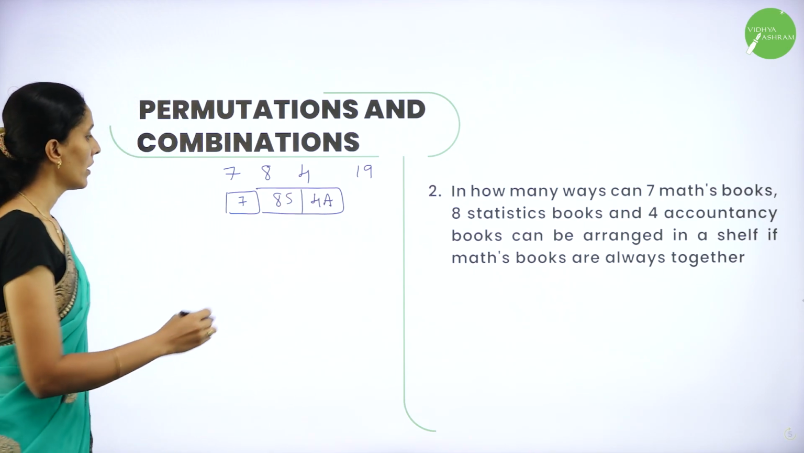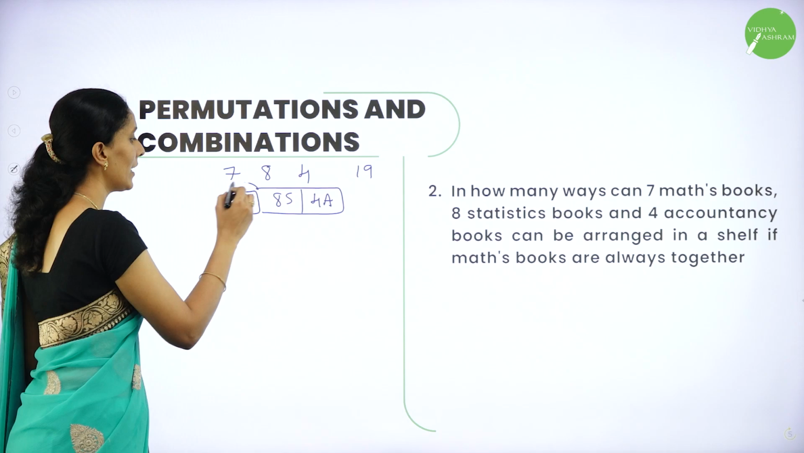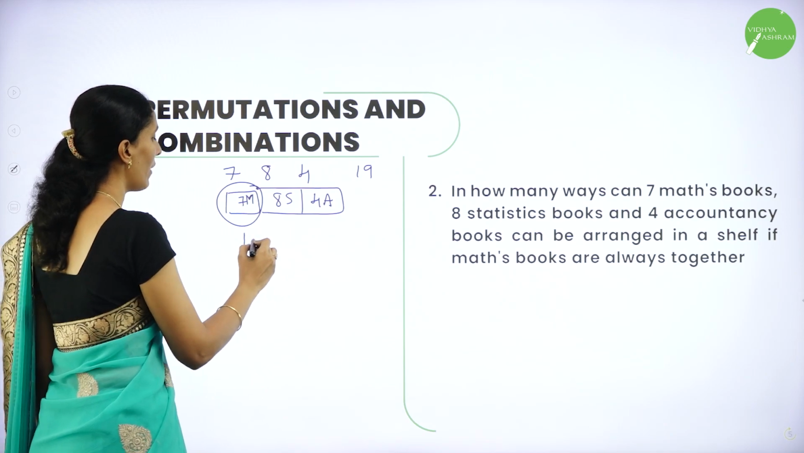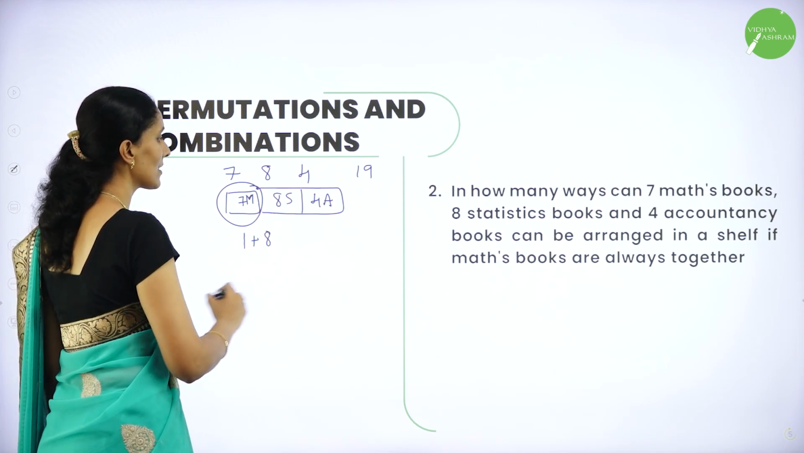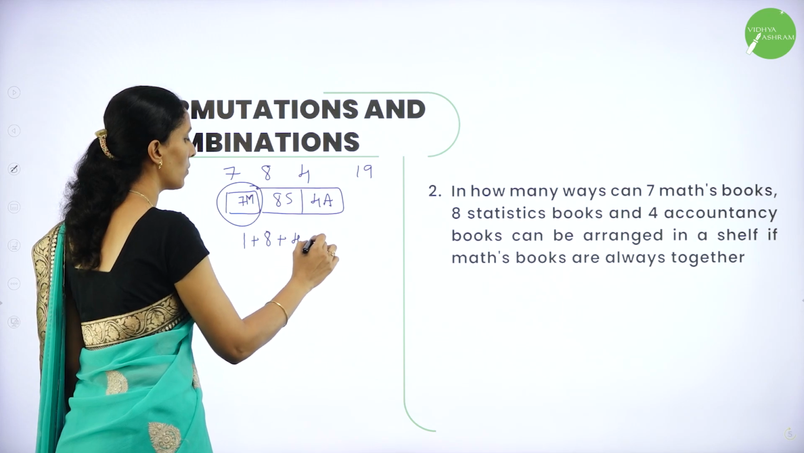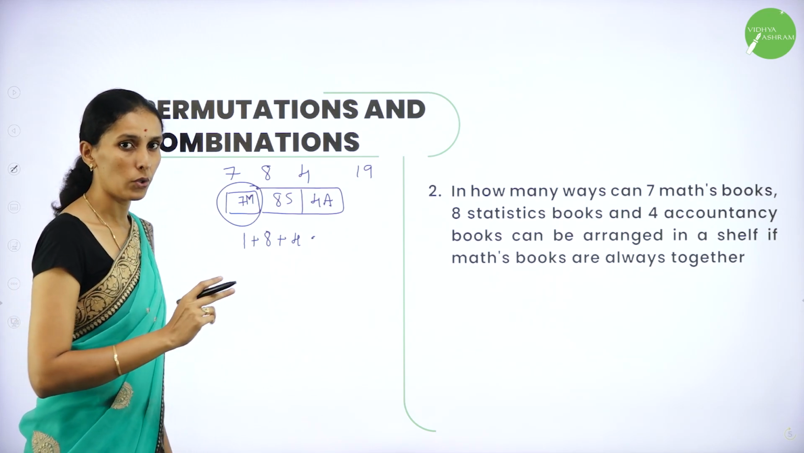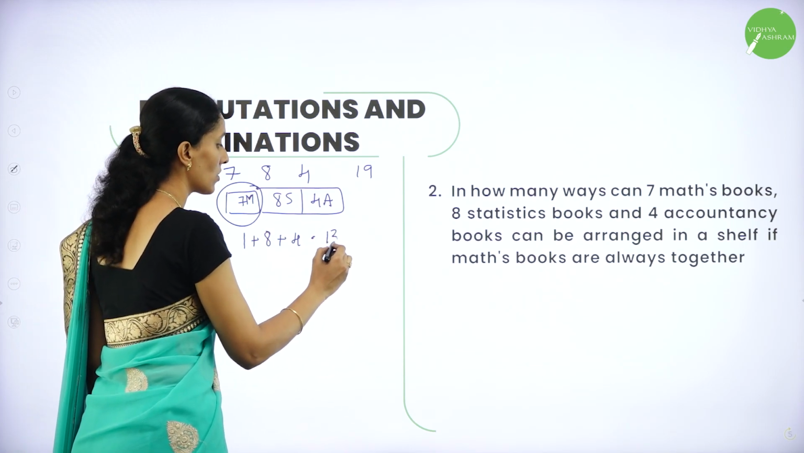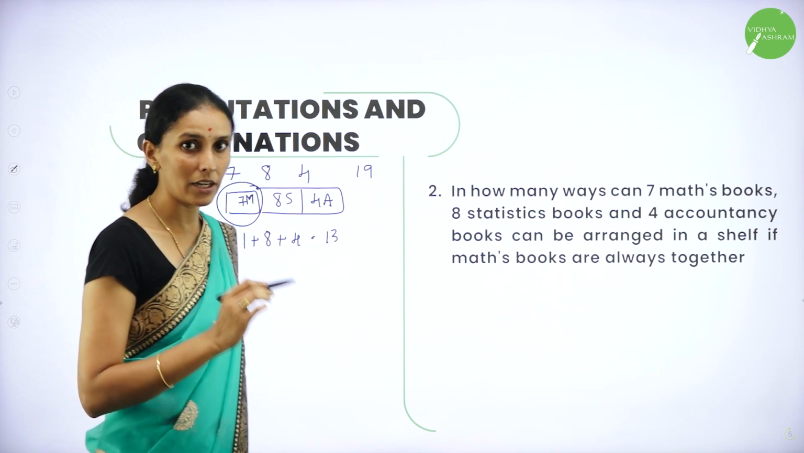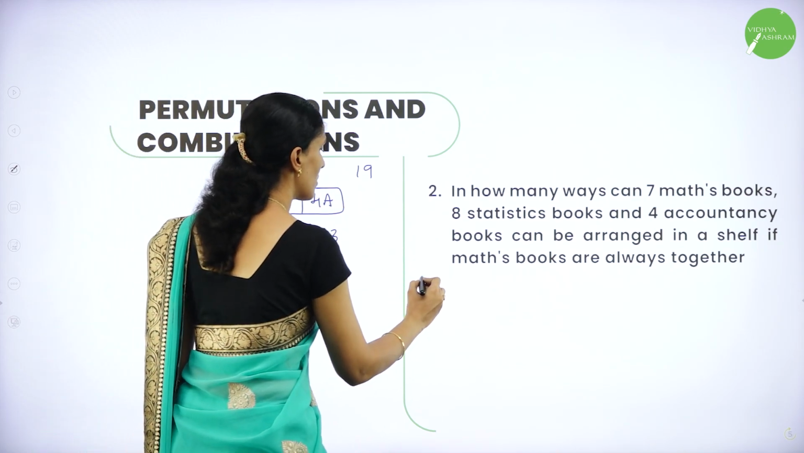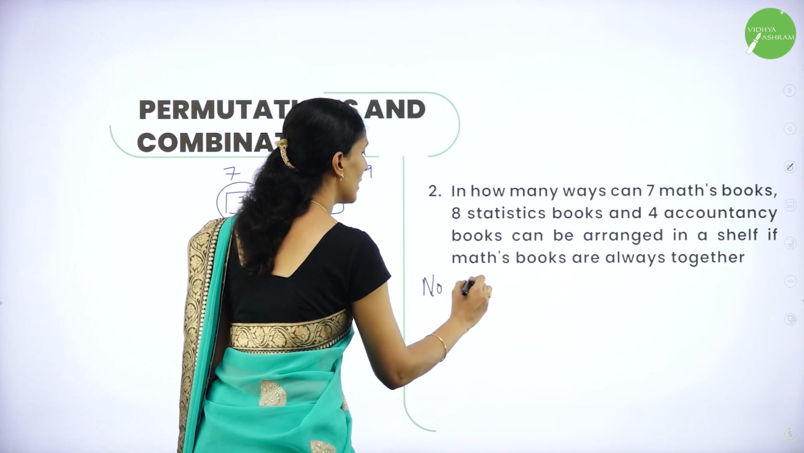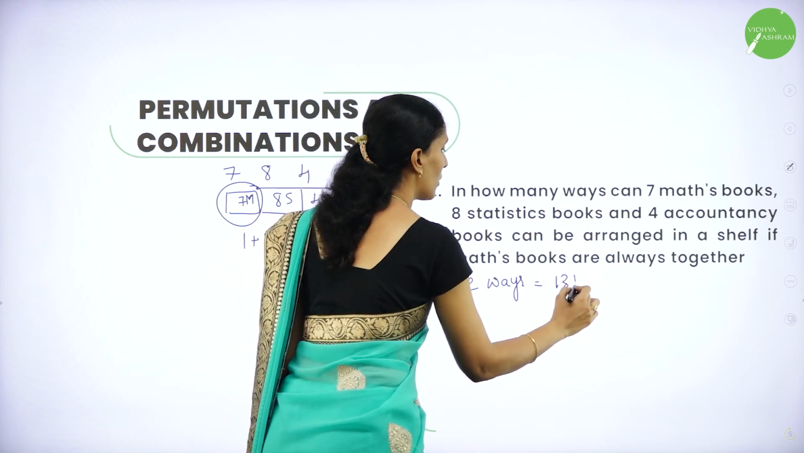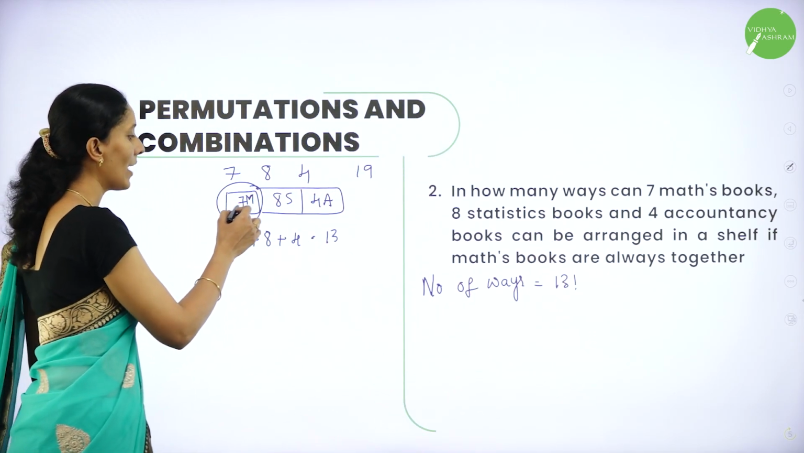So this 7 maths books should be taken as 1 unit, whereas the remaining 8 statistics books and 4 accountancy books can be arranged in different ways. So how many objects do we have? 8 plus 1 is 9, 9 plus 4 is 13. So 13 different objects are arranged in 13 factorial ways. So our number of ways here is 13 factorial. What about the 7 mathematics books?